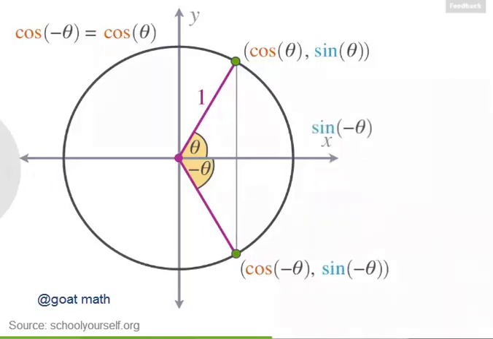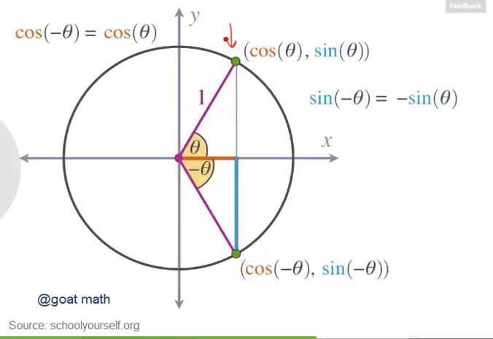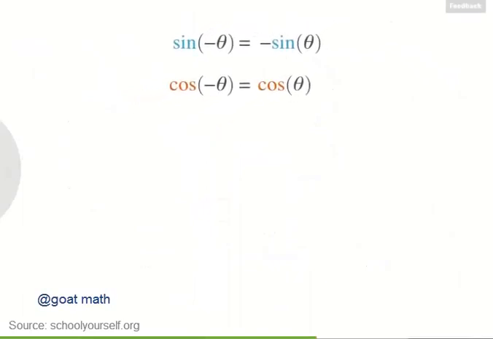Next, what's the sine of negative theta equal to? Remember, sine of negative theta is the y-coordinate of this point down here. Nicely done. The point up here and the point down here have opposite y-coordinates, so the sine of negative theta is the negative of the sine of positive theta. And that's our second identity for negative angles.